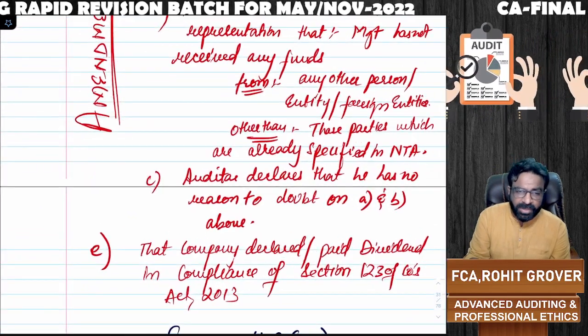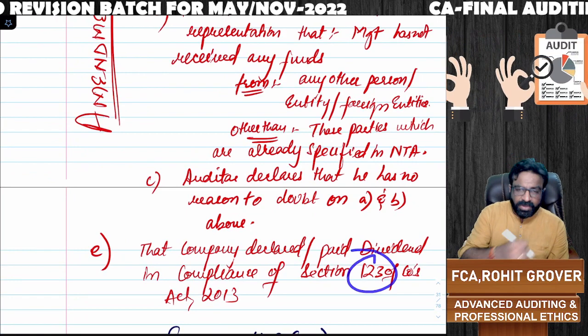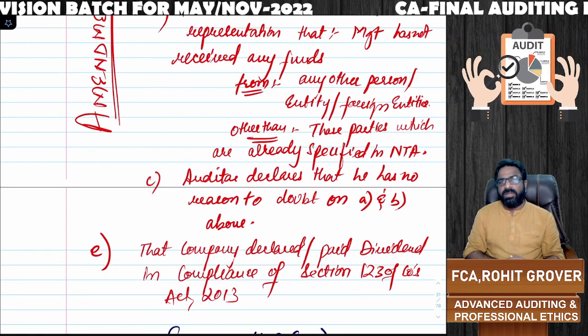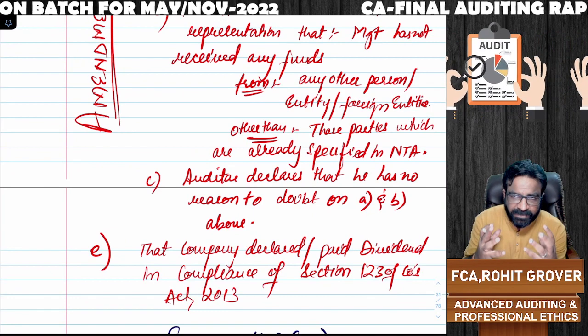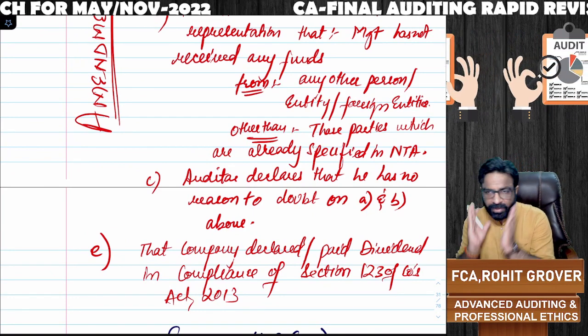And in point E, whether the company has declared and paid the dividend in compliance with Section 123 of the Companies Act or not. So this was a small amendment that came in Section 143, subsection 3.